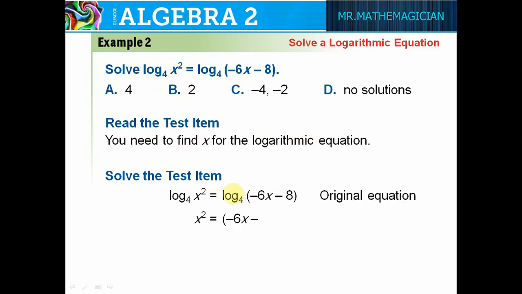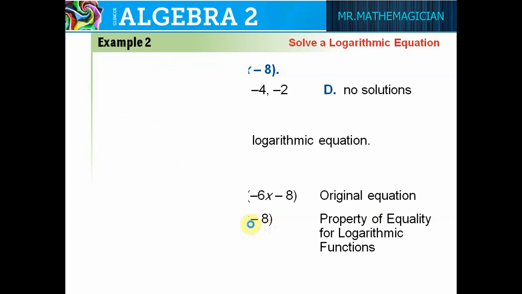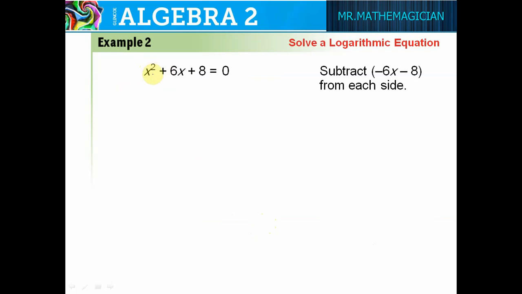This is the original equation. We can cancel the log base 4 with log base 4. So we have x to the power of 2 equals negative 6x minus 8. It becomes quadratic, so you must make it equal 0. So it will be x power 2 plus 6x plus 8 equal to 0.